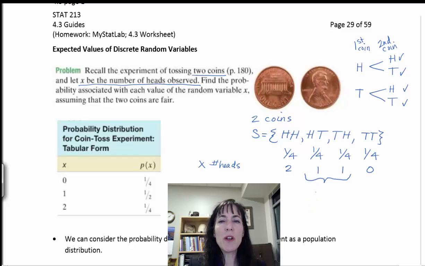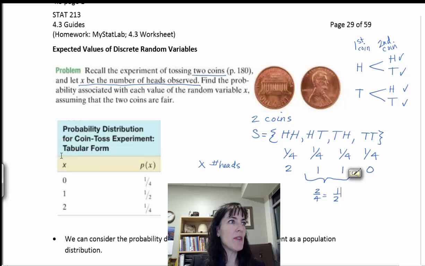So if I want to know the probability of just getting 1 head showing, then I would add up these two, and that gives me 2/4, which of course reduces to 1/2. So it looks like half the time I should be showing 1 head when I do a coin toss, and 1/4 of the time I should show 2 heads, and 1/4 of the time I should show 2 tails. So that's what my distribution looks like. You can see over here I have it in a table form.